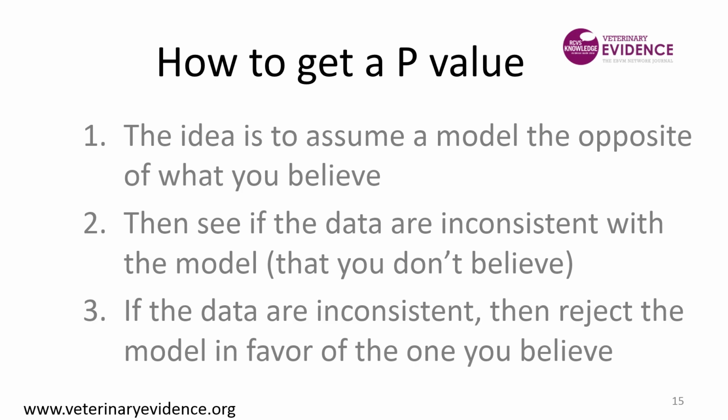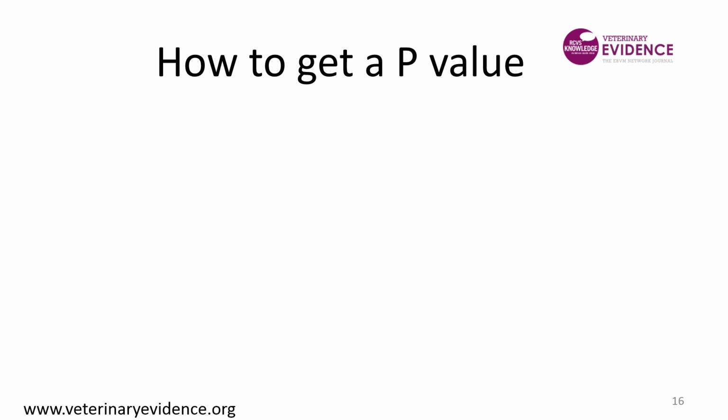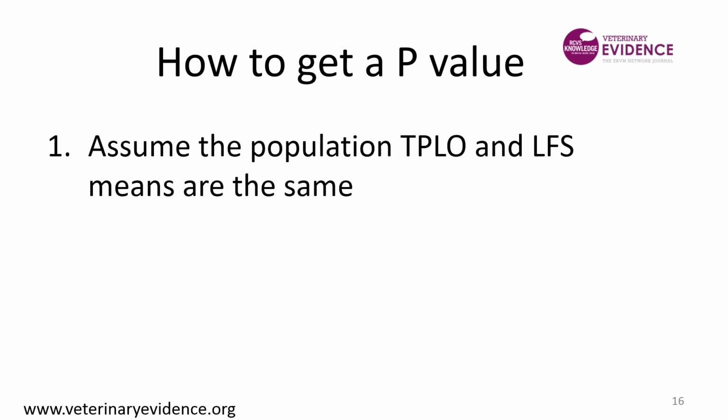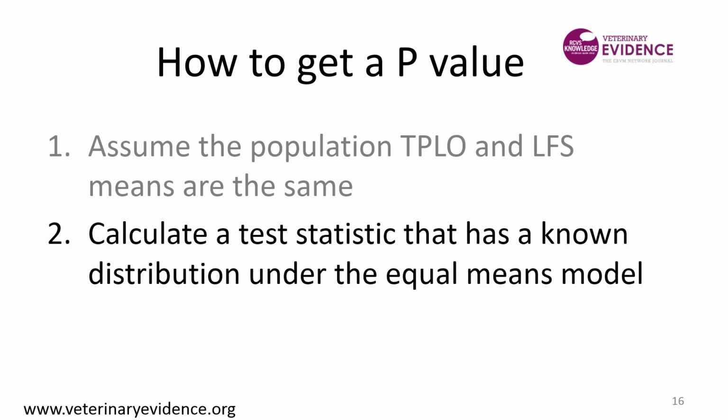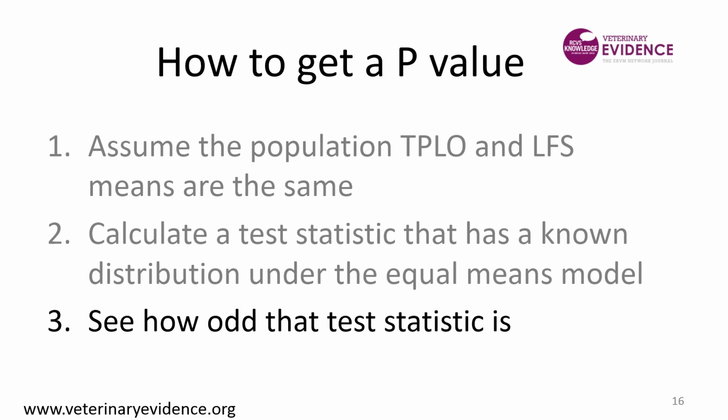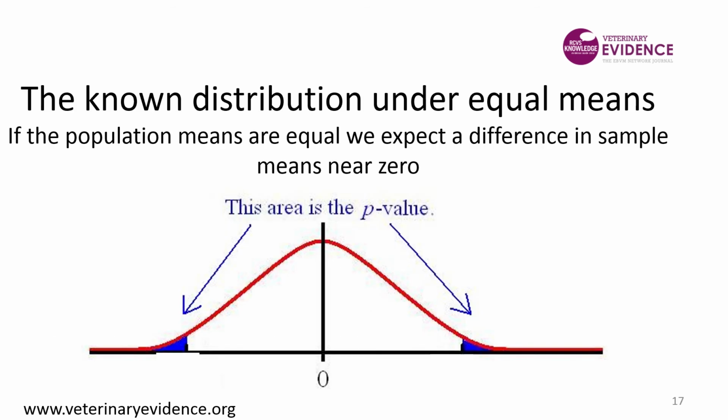So how Wanda got it was, like I was saying, assume the population means of the TPLO and lateral fibular suture groups are the same. Then we calculate a test statistic, which is simply the difference in the sample means divided by something just to make it work. And then we know the distribution of that. And then we just see how odd that test statistic really is. So if the population means are equal, then we expect the difference in the sample means to be kind of close together.